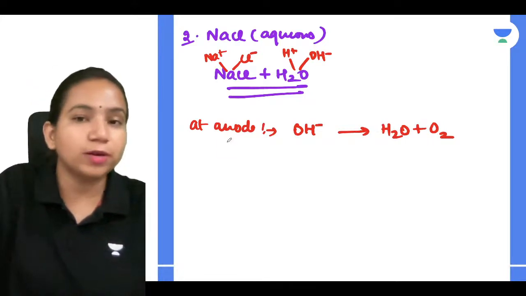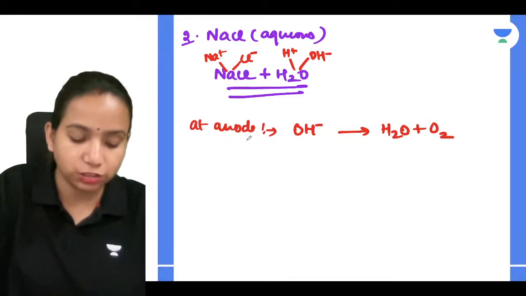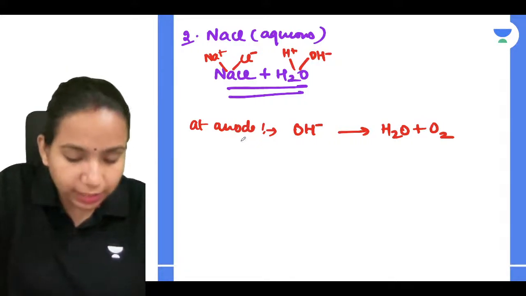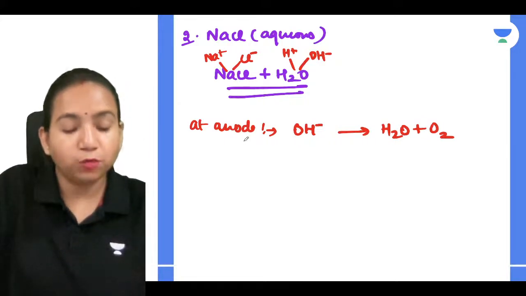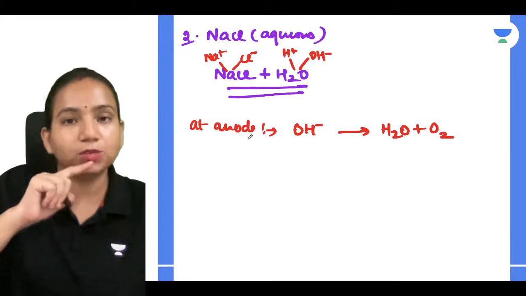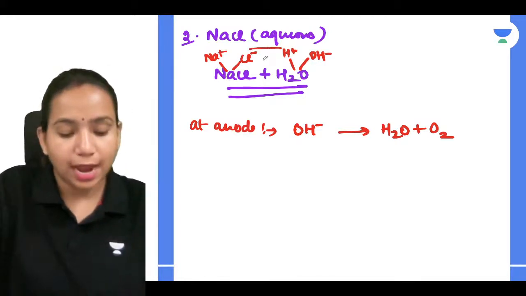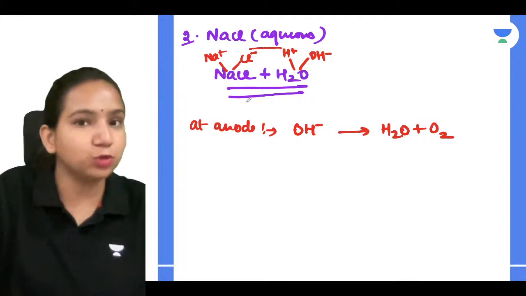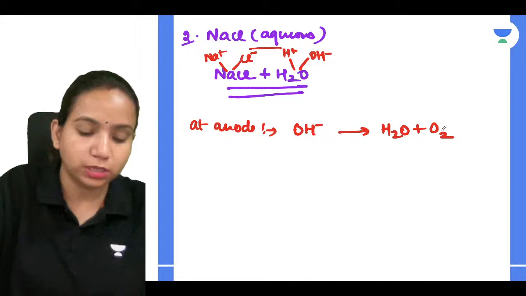But here if I talk about anode, if I'm taking NaCl aqueous, and that too not the concentrated form of it, what will you be getting? If you take concentrated sodium chloride, then you are going to get chlorine. But if I'm taking normal aqueous NaCl and doing the reaction, at anode the OH minus ion will get converted into water and O2.